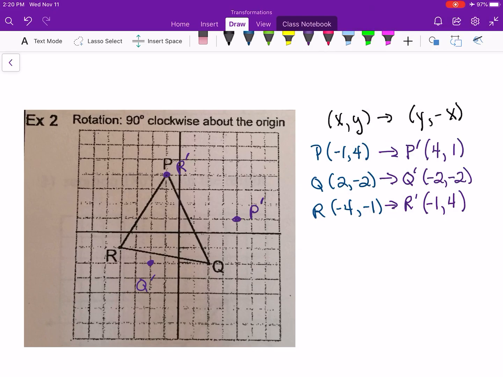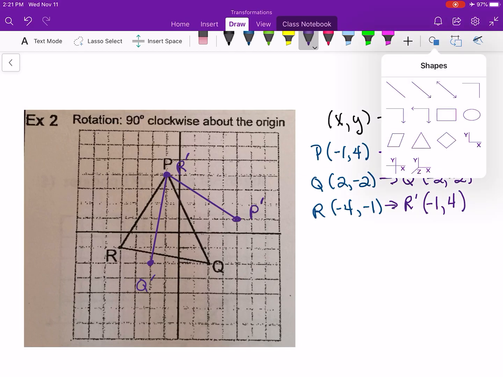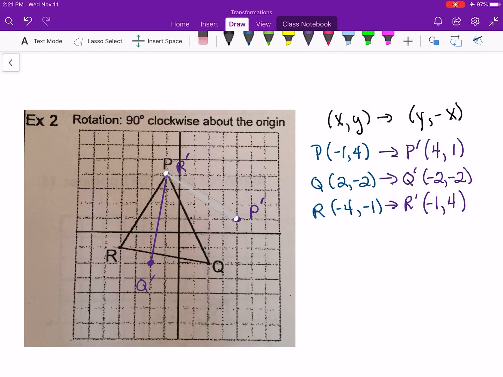Let's play connect the dots. R and Q were connected, so I'm going to connect R prime and Q prime. R and P were connected, so I'll connect R prime and P prime. And Q and P were connected, so we'll connect Q prime and P prime. Again, a rigid motion. We don't change any shape or size. We just rotate the figure 90 degrees clockwise about the origin. Once again, make sure you have written down that rule so you will have it to follow.